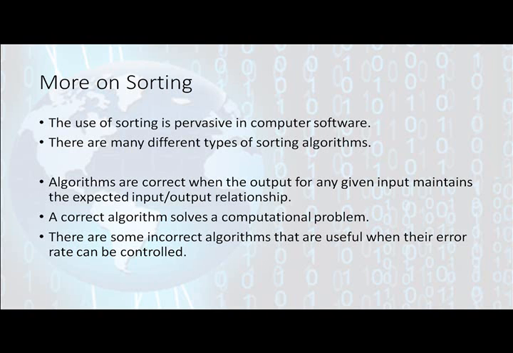There are some incorrect algorithms that are useful when their error rate can be controlled. So there are some pretty common examples of that. For instance, JPEG images take an original image and actually degrade the image in certain ways, but if you don't degrade it too much, then your perception can't even notice the difference. So that's a time when you keep the error under control, then the resulting photographic image still looks good.